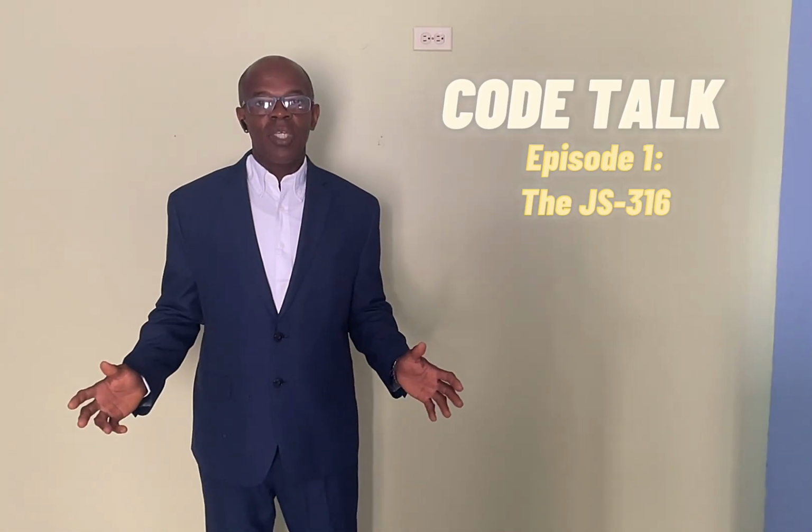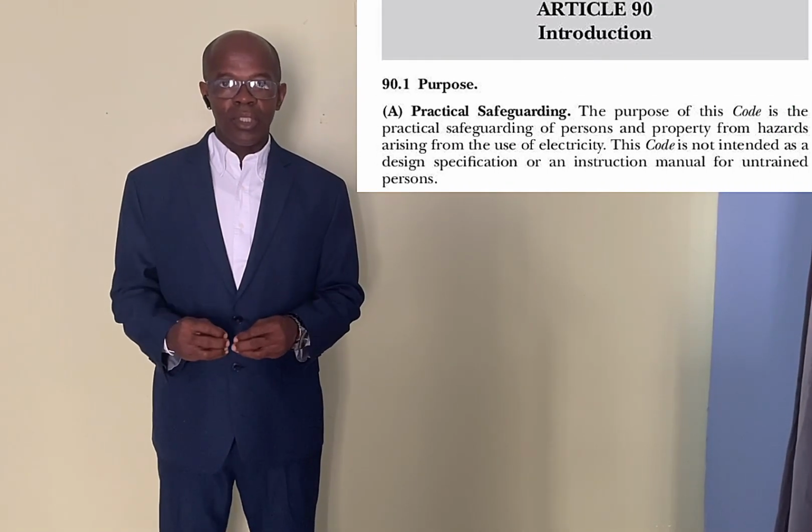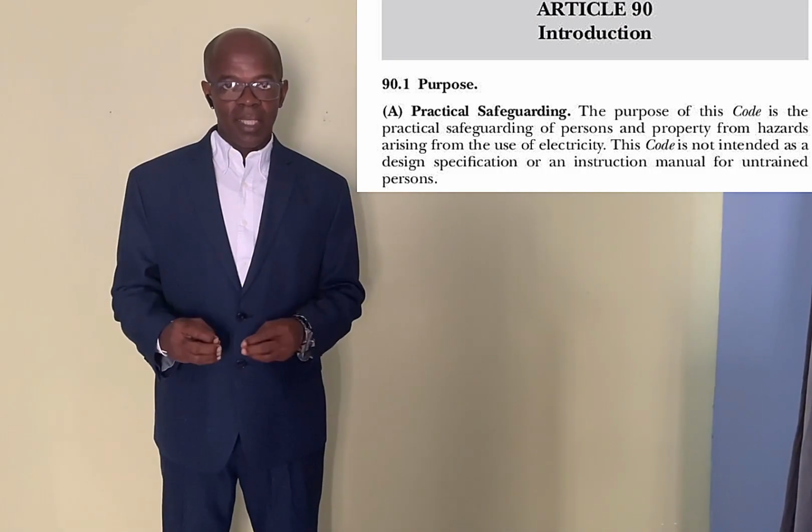Welcome to Code Talk. Today we'll be looking at the JS316 and its intended purpose. The purpose of the electrical code, the JS316, is to protect persons and property from electrical hazards.